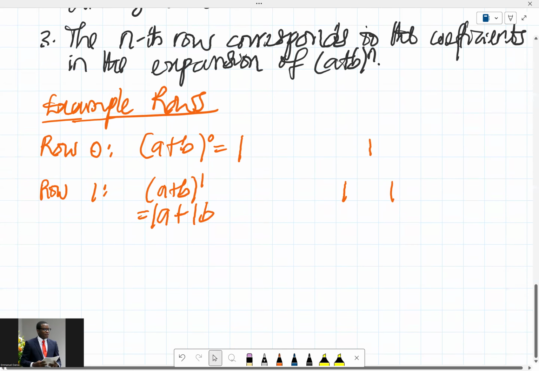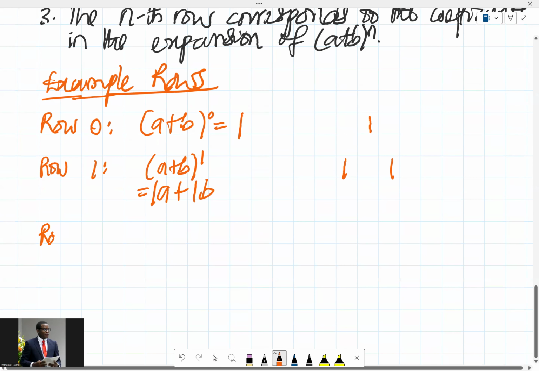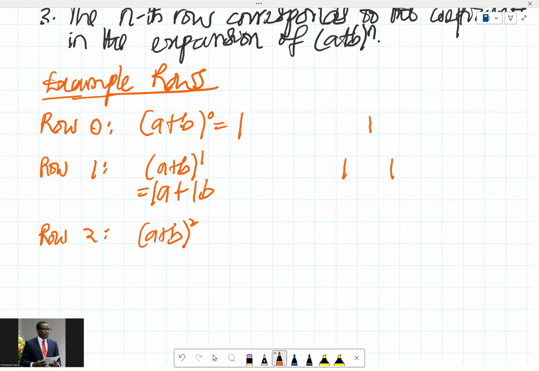So for row 2, you have (a plus b) raised to power 2. Normally, when you expand this, that's going to be 1a squared plus 2ab plus 1b squared. This is exactly what you get, because a squared is the same thing as 1a squared. So you drop this one, then 1 plus 1 is 2, and you drop this 1. And you see that's 1, 2, 1, like this here.